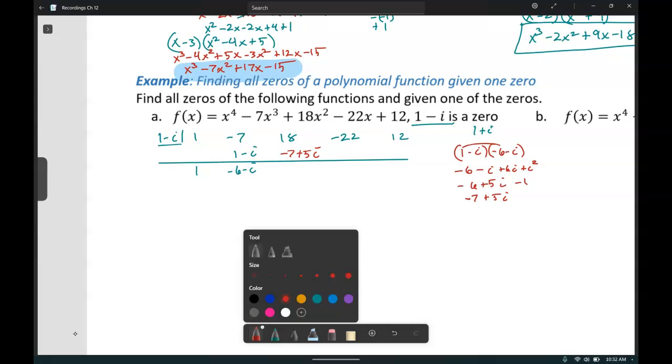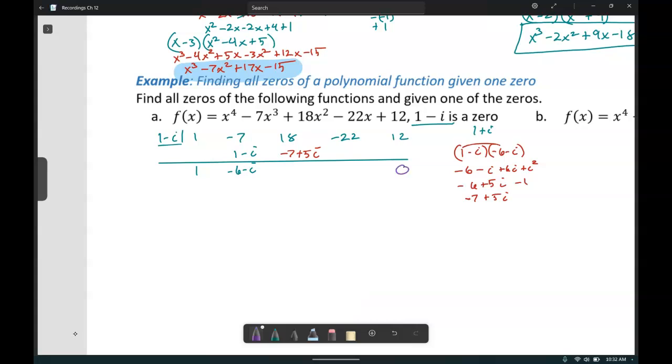And also remember that our remainder has to be 0. So if you get a remainder other than 0, you know you messed something up along the way. So we go ahead and we add these. We get 11 plus 5I. We multiply 11 plus 5I by 1 minus I, and we get 16 minus 6I. We add those, we get negative 6 minus 6I. Multiply those, we get negative 12. And then there's the remainder that we need.